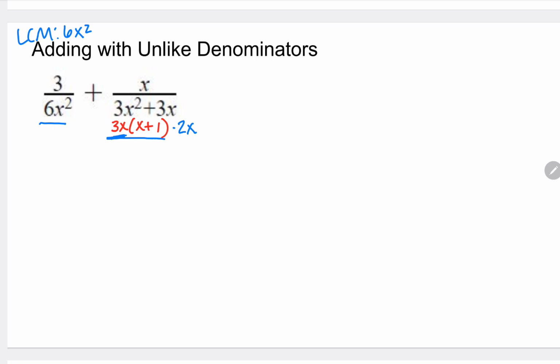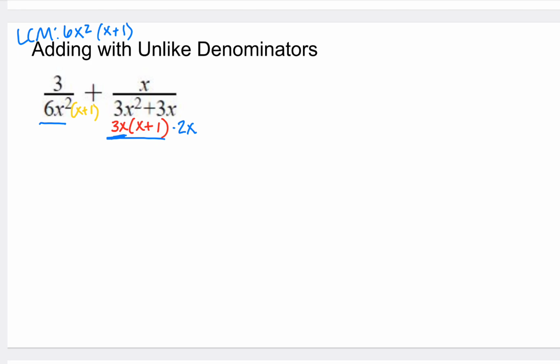3x times 2x is 6x squared. And then we also have an x plus 1. So our common denominator is also going to need an x plus 1. Because our first fraction does not have an x plus 1 in the denominator, we're going to need to multiply 6x squared by x plus 1. But you can't just multiply the denominator by x plus 1.